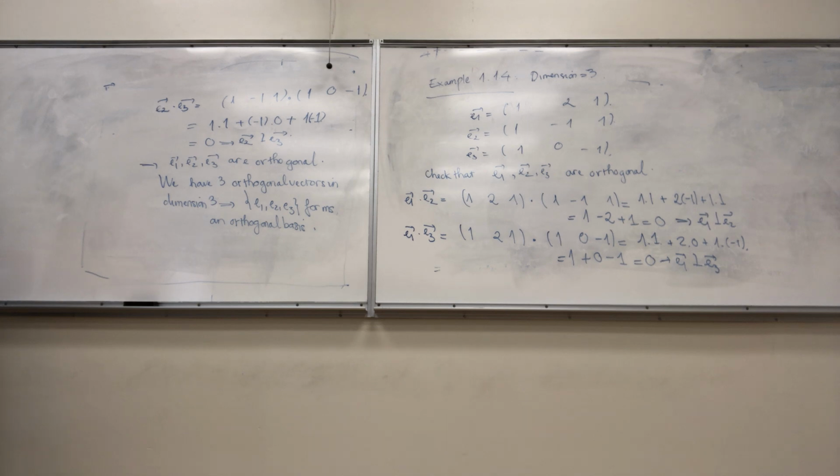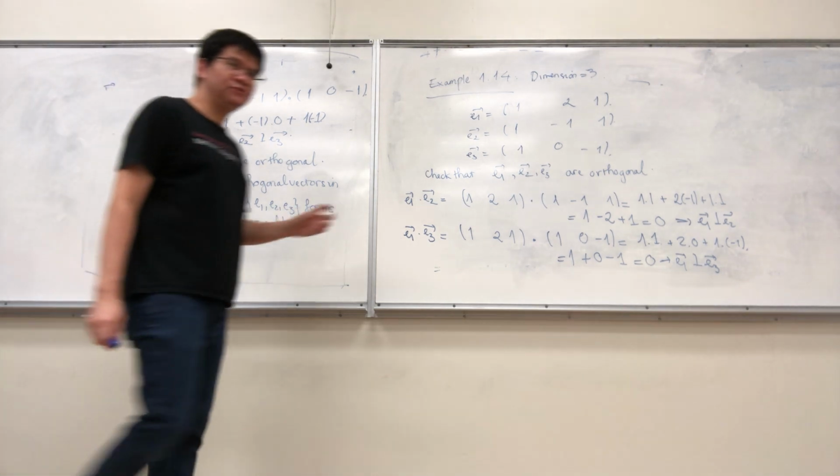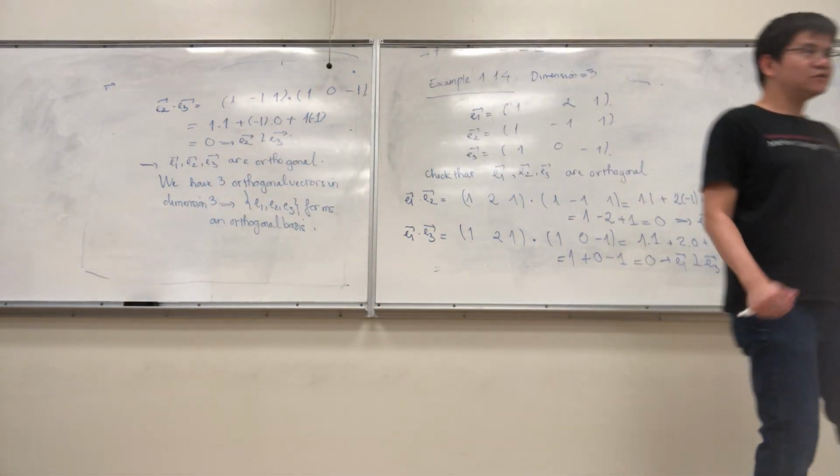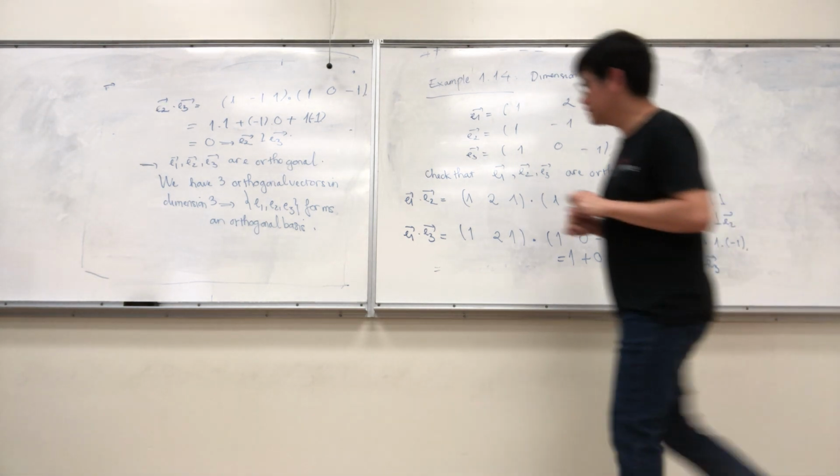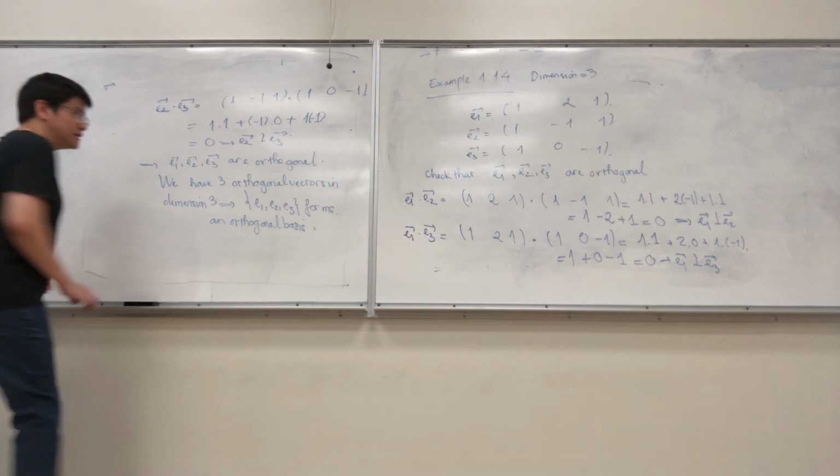So what happens in dimension 4? How many vectors do I need? 4, right? So in dimension D, you need D vectors that are orthogonal to have an orthogonal basis. And you can have many of them, right? So this is an orthogonal basis.